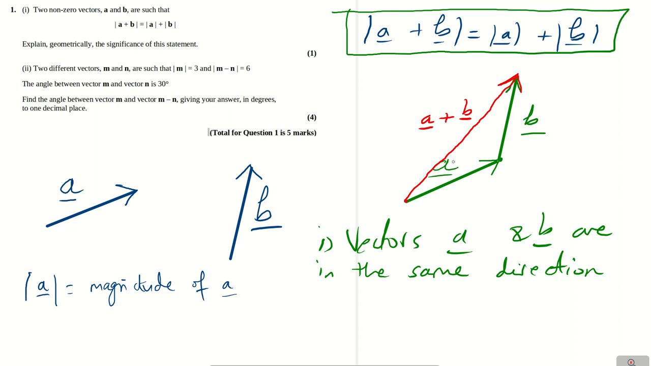Okay, because if you think about it, the only way that the third line of a triangle is going to be equal to the sum of the other two lines, the only time that can be true is if the other two lines are going in the same direction.